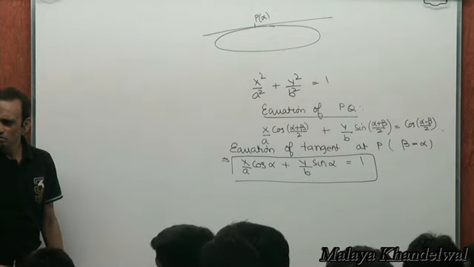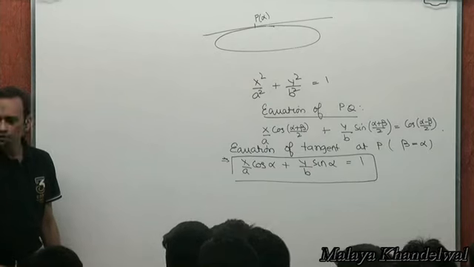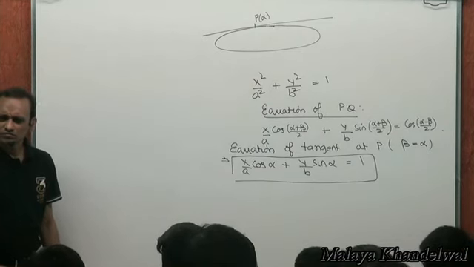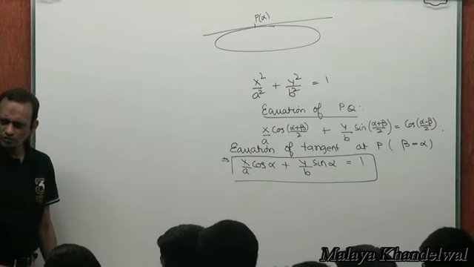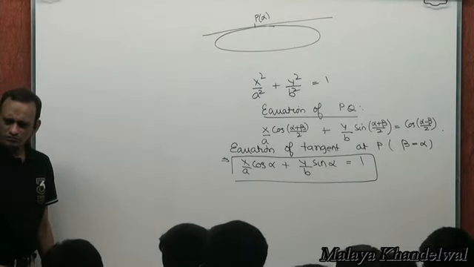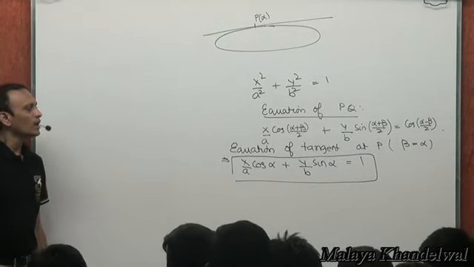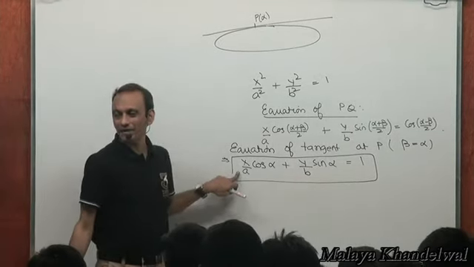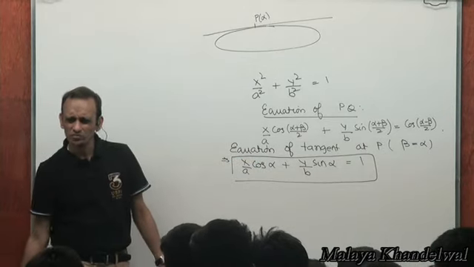Sorry? Perpendicular form, but what good will it do? I mean, 1 by A is capital A, 1 by B is capital B, that way you're saying. Yeah, but there is no connect between the two.